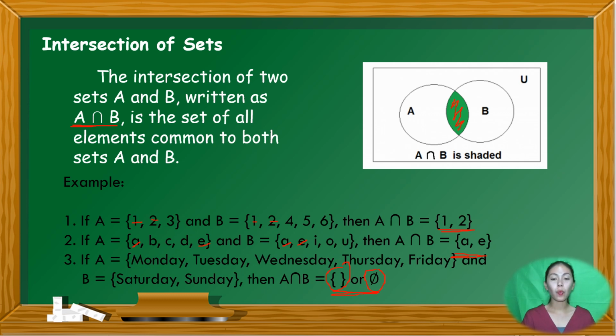Okay, so why is it empty set or null set? So as you can see, no, why kapareha nilang duha. Okay, sets A and B both have different elements. So different man, so that is why their intersection is the empty or the null set.